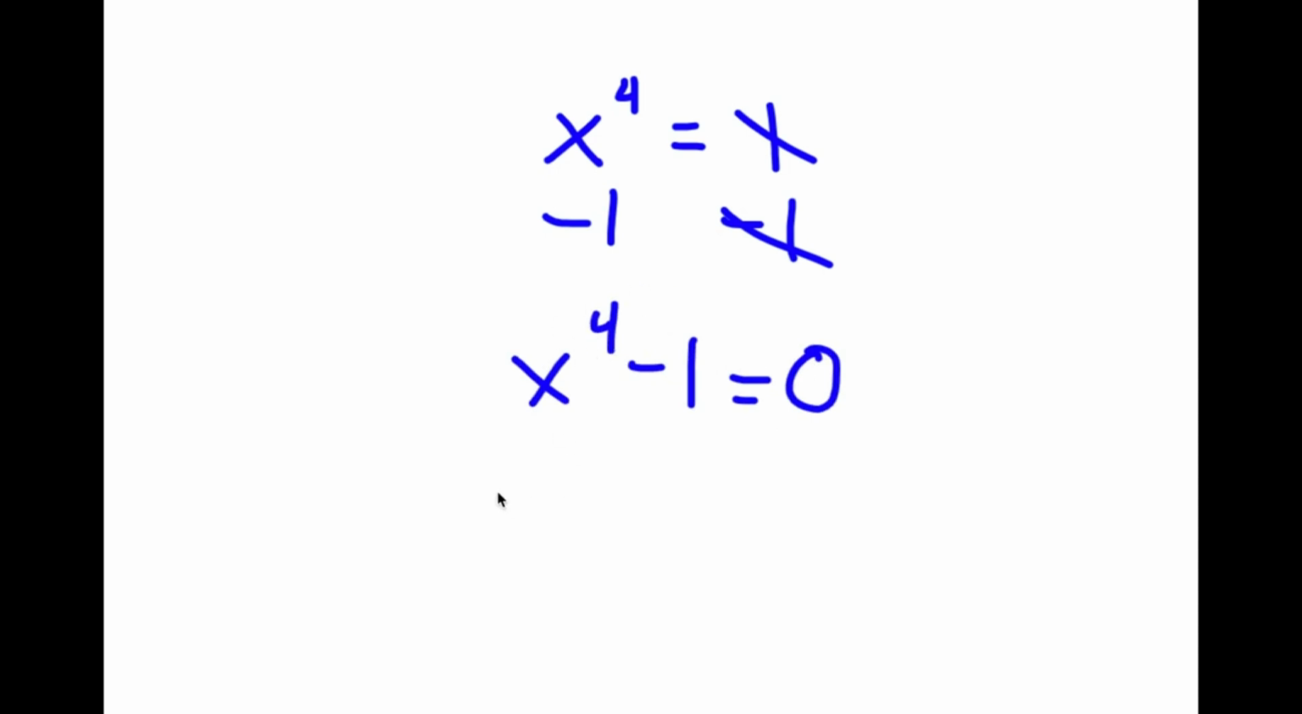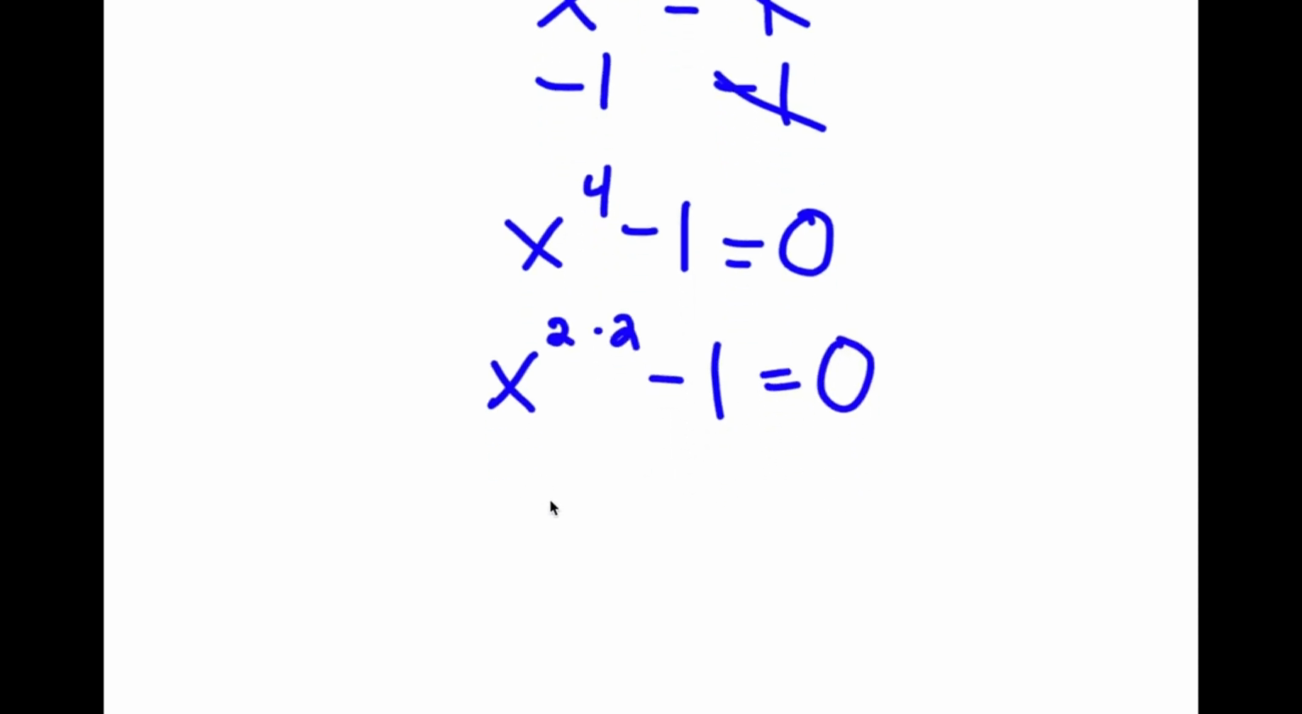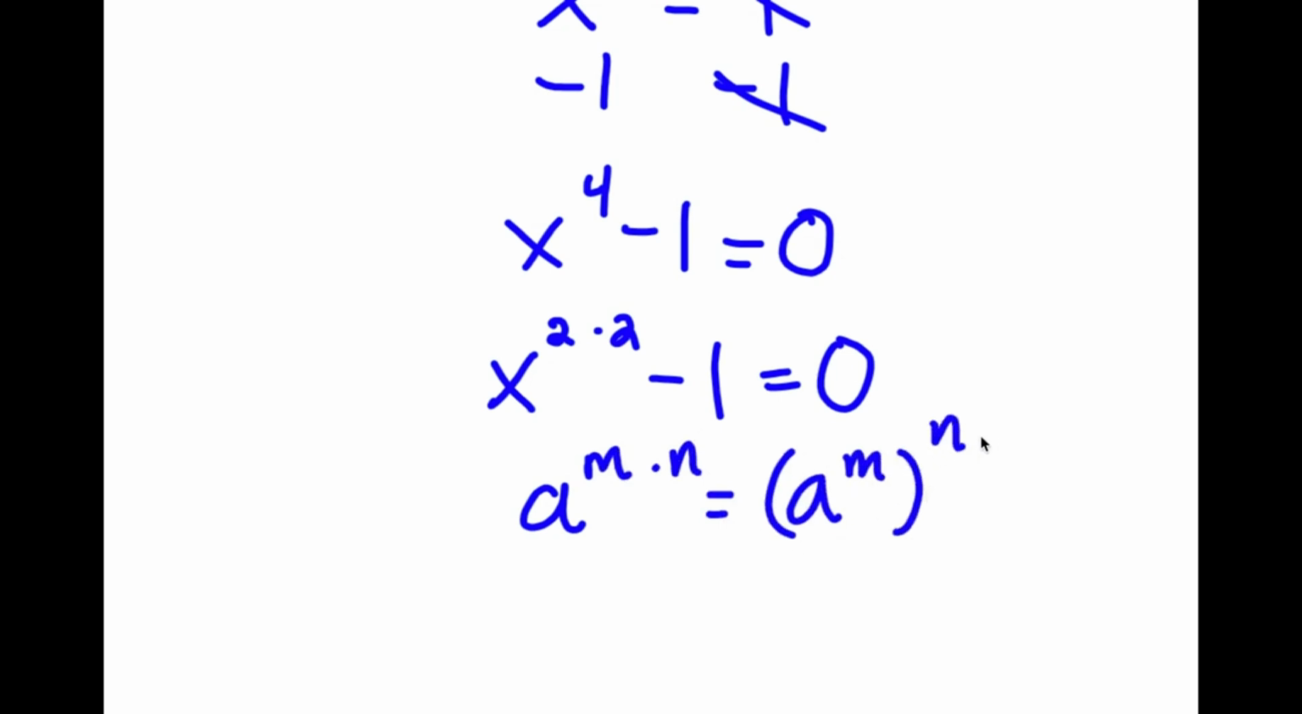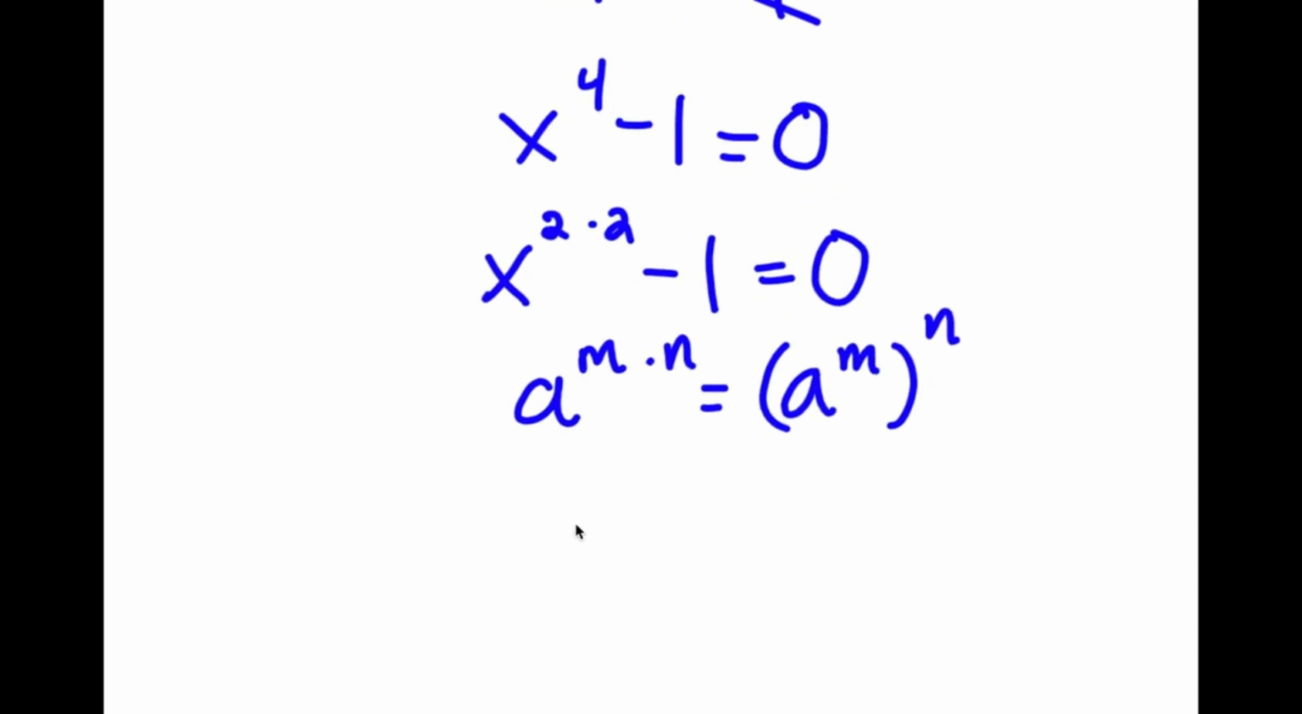Now, x to the power of 4, I can rewrite this as x to the power of 2 times 2. And if I have something in the form a to the power of m times n, this is equal to a to the power of m to the power of n. So x to the power of 2 times 2, I can write this as x to the power of 2 to the power of 2. Now I have this minus 1 is equal to 0.